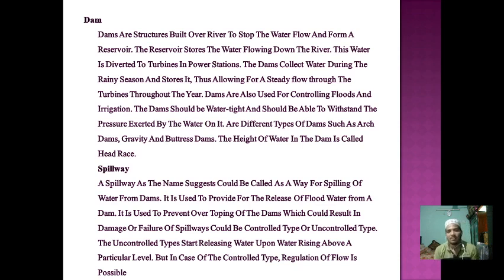First, the hydel power plant dam. A dam is a structure built over a river to stop the water flow and form a reservoir. The main purpose of the dam is to control the water level and to reduce the flow rate. As per the requirement, we can flow that water from the reservoir to the outside.